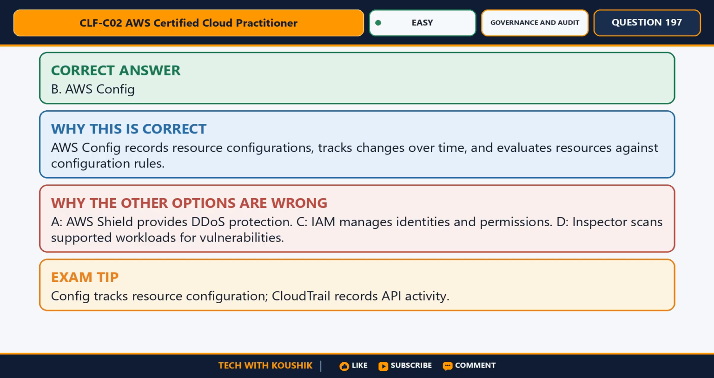A. AWS Shield provides DDoS protection. C. IAM manages identities and permissions. D. Inspector scans supported workloads for vulnerabilities. Exam tip. Config tracks resource configuration, CloudTrail records API activity.